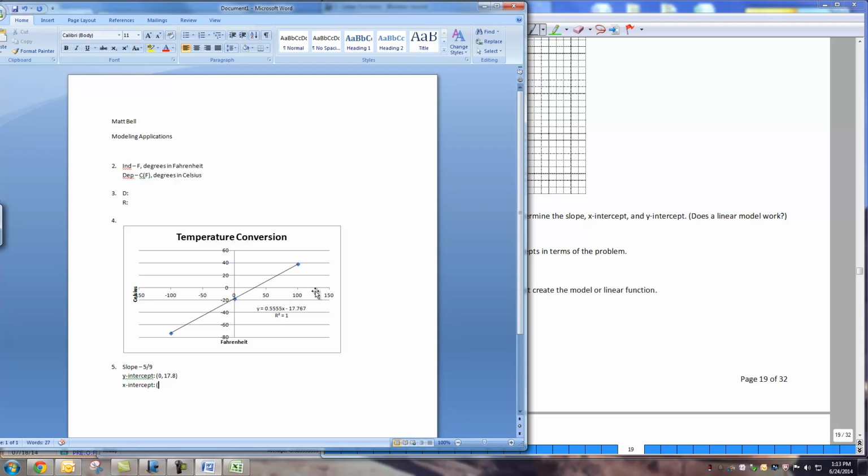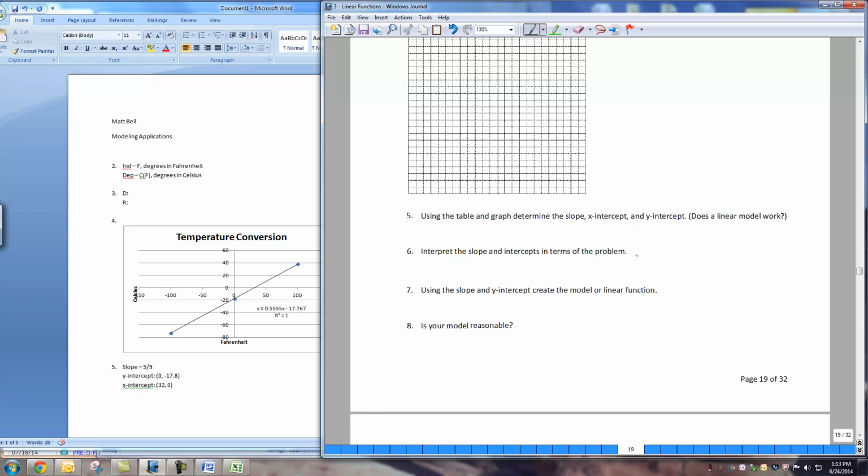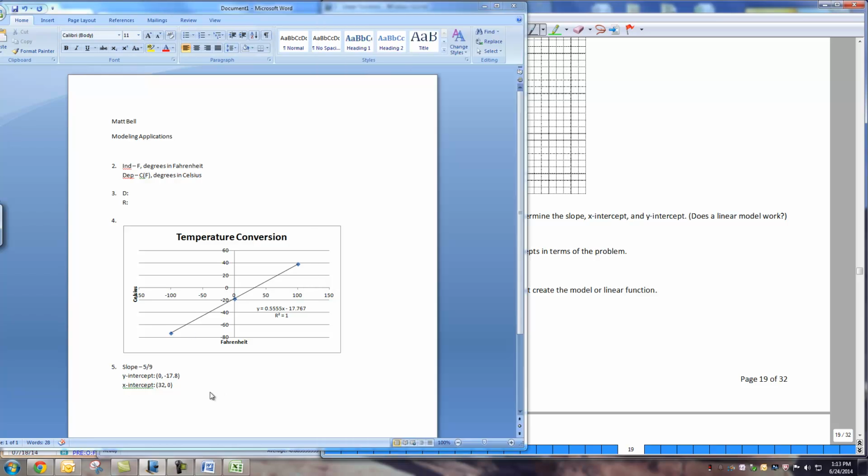So the x-intercept, let's think about it. The x-intercept is here whenever the Celsius is 0. When Celsius is 0, that's freezing. Freezing is 32 degrees. Oh, this is 0, -17.8. That's right. So 32 degrees Fahrenheit is 0 degrees Celsius. So there's our x-intercept. Interpret the slope and y-intercept, and go on from there. So then answer question 6.